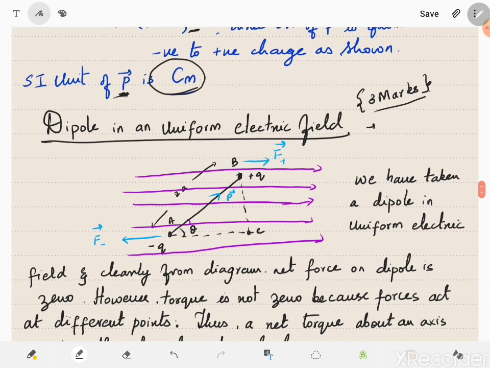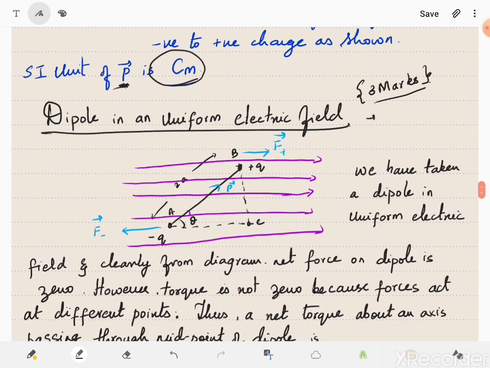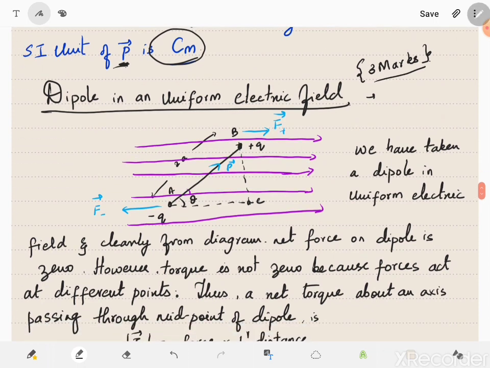A very important derivation. So what have we done here? We have taken an electric dipole, minus q and plus q, which is being placed in a uniform electric field. What do you mean by a uniform electric field? Something that does not vary from point to point, and rather it is constant at all points in space. So we have taken a uniform electric field and we have taken a dipole.